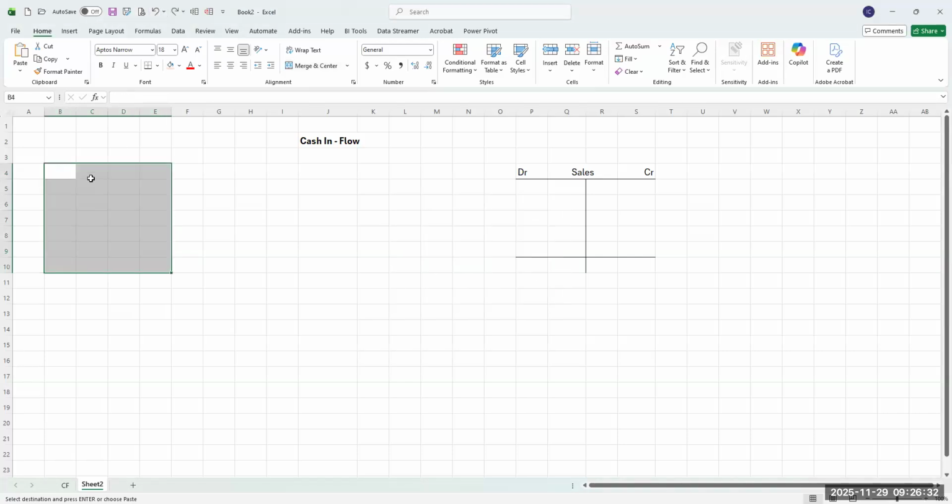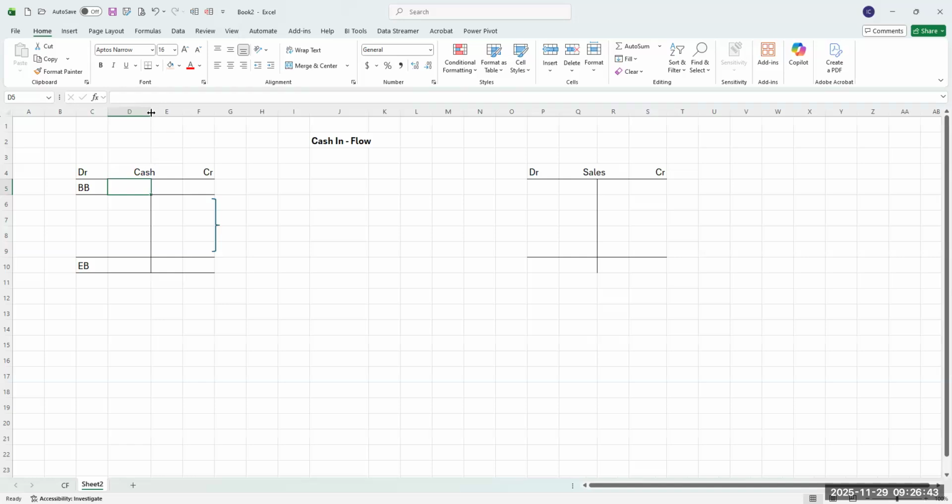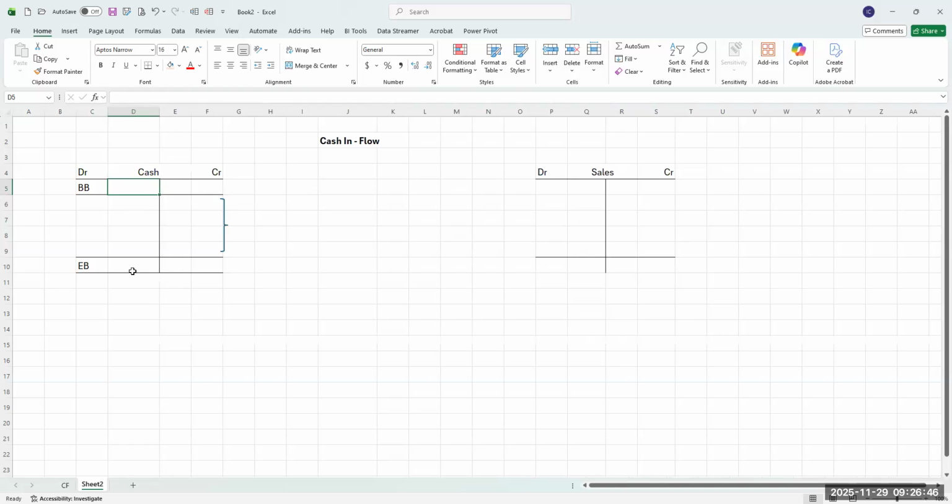Just a second, let me get rid of this. I want to put it here. And that cash is going to have a beginning balance and an ending balance. That's what we're chasing. In the cash flow statement, we're going to start doing the research on what has happened in the company to change this balance. Now, everything on the left side of the cash account, that's our debits. On the other side, on the right side, that's our credits. This one is cash in, this one is cash out.